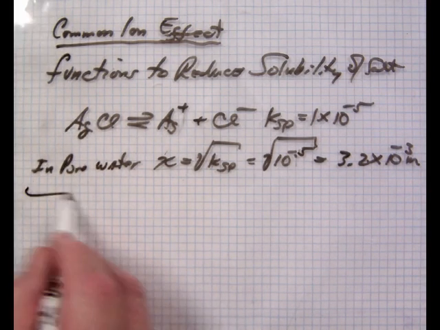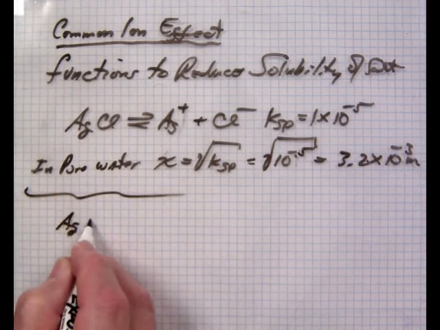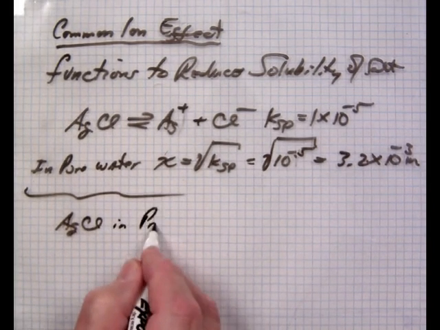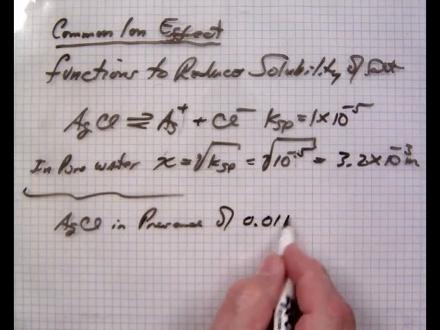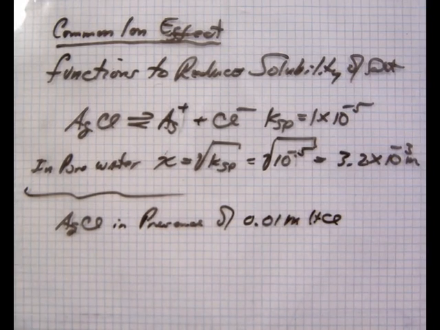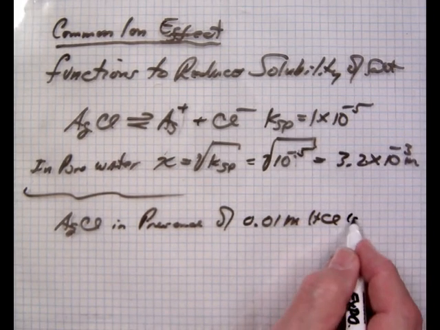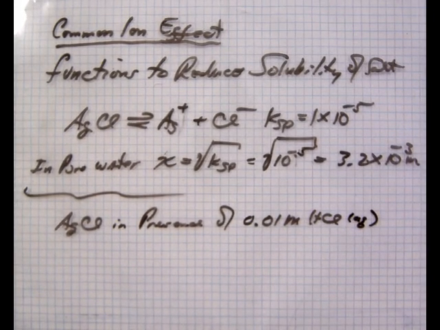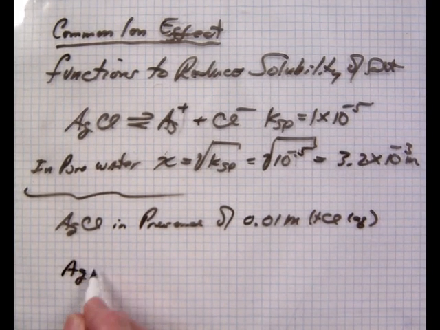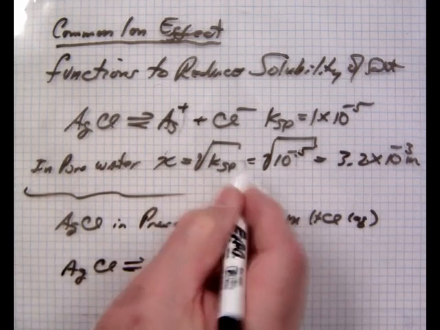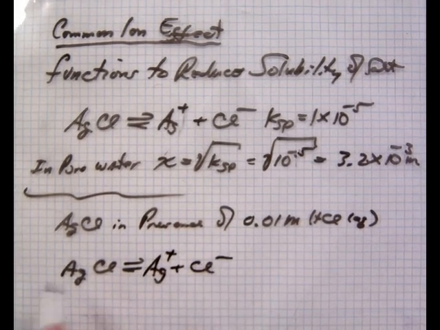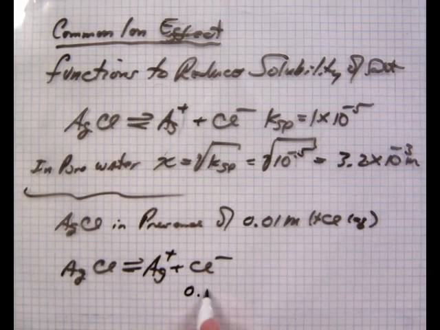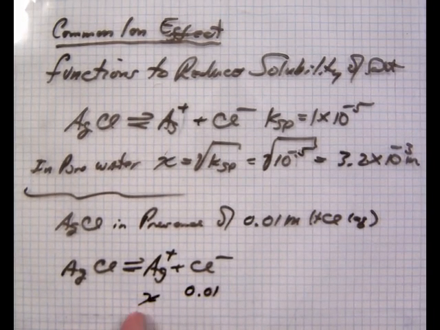Okay. Now, AgCl in the presence of 0.01 molar HCl. Okay. Calculate the solubility like that. So this is essentially the same setup, except you can't use the square root formula. In HCl, that's 100% ionized, so the chloride is 0.01. This will represent the new solubility.